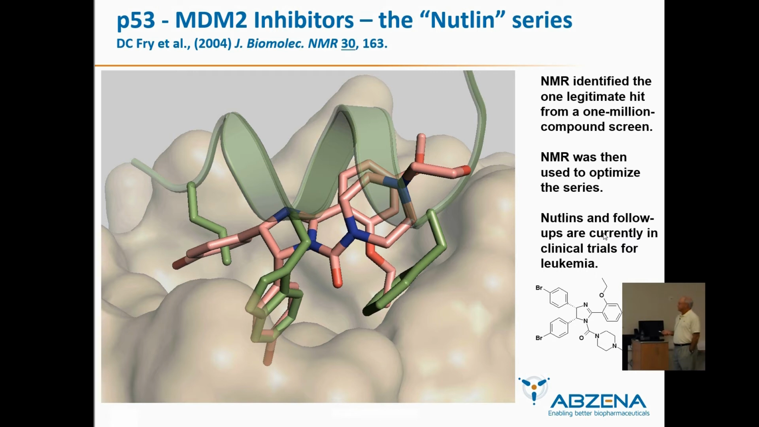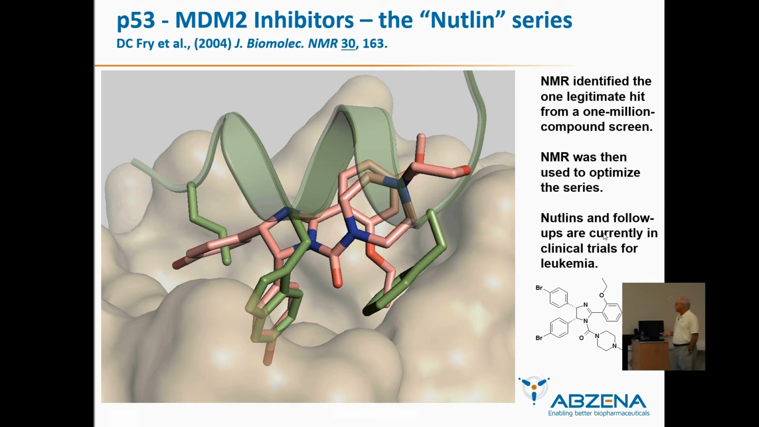Now, we weren't able to get X-ray structures early on, so NMR was used with footprinting and then ultimately with detailed 3D structures to guide optimization of the series. And so the initial hit, which was quite weak, sort of triple-digit micromolar, was developed ultimately into this series of compounds, which we call the Nutlins.